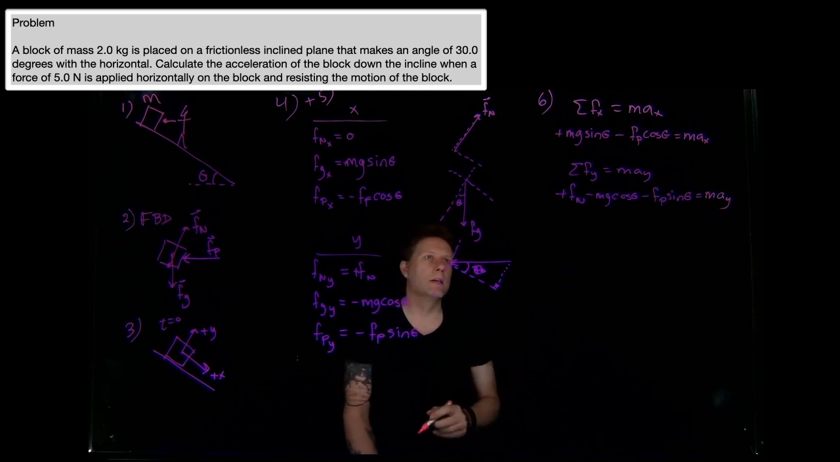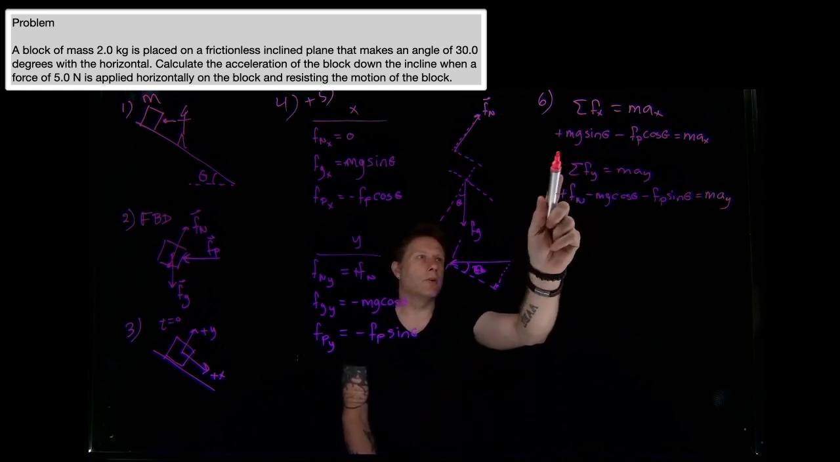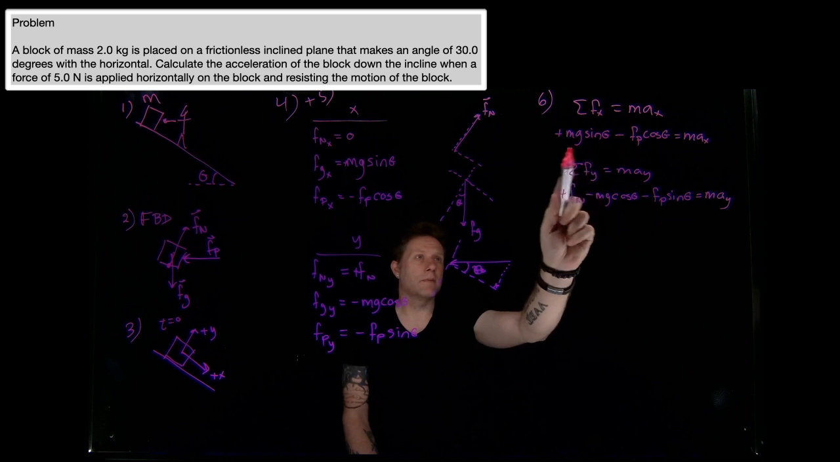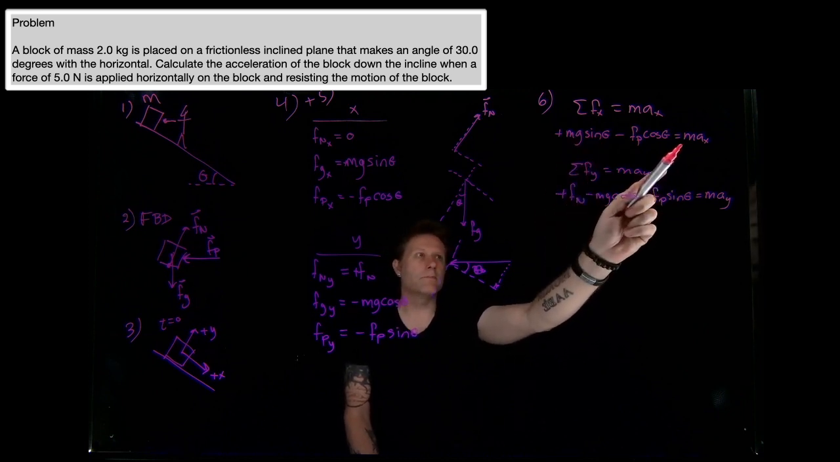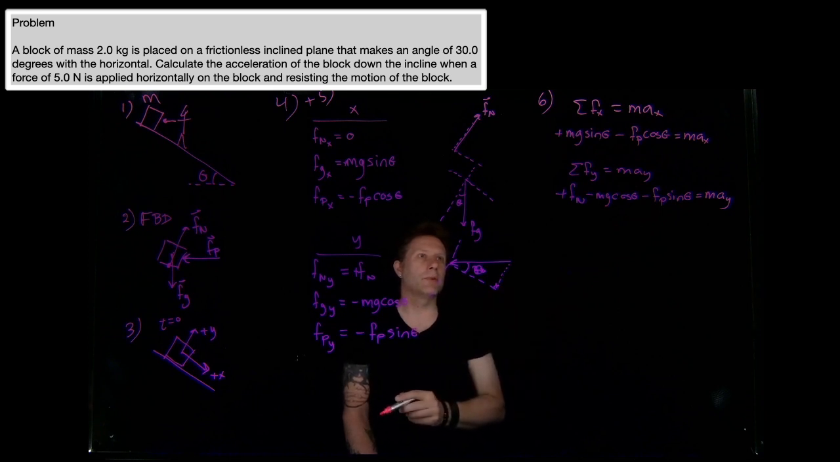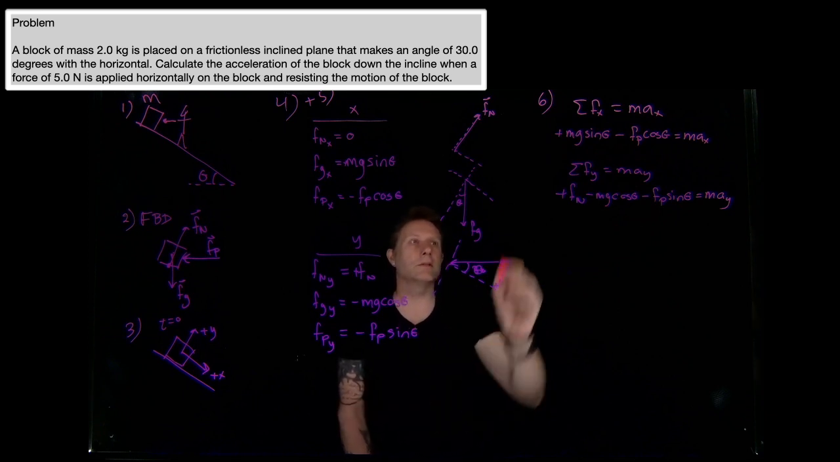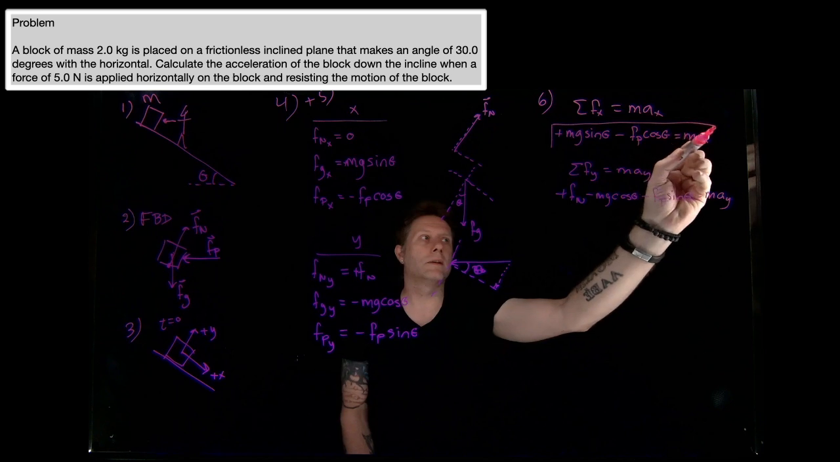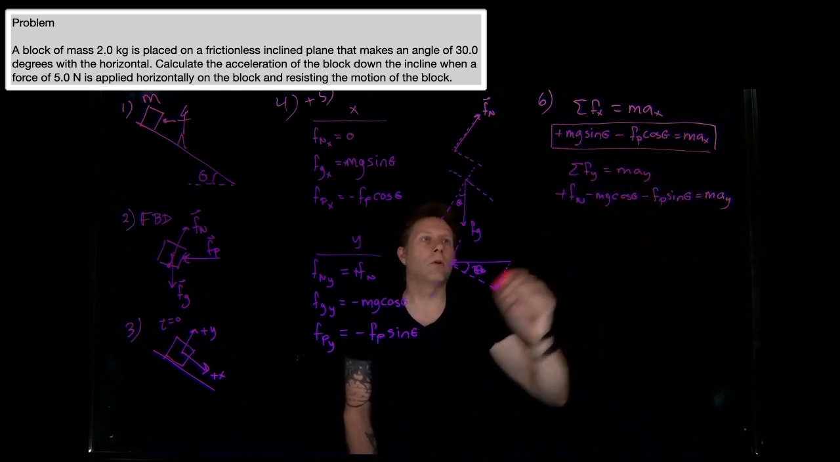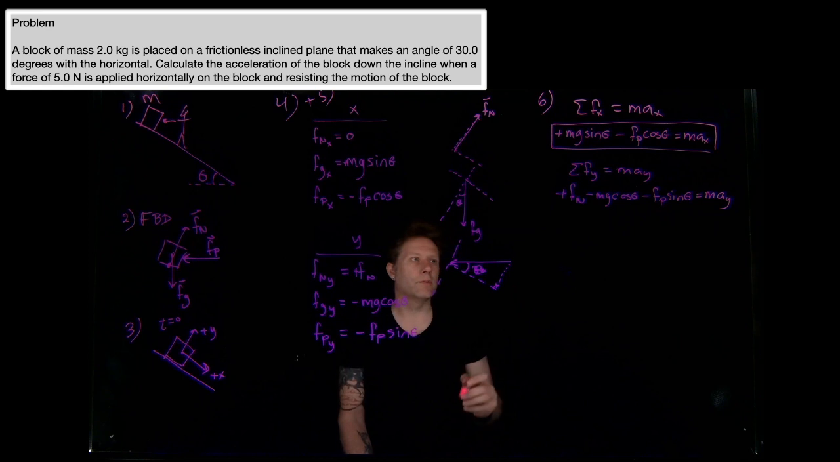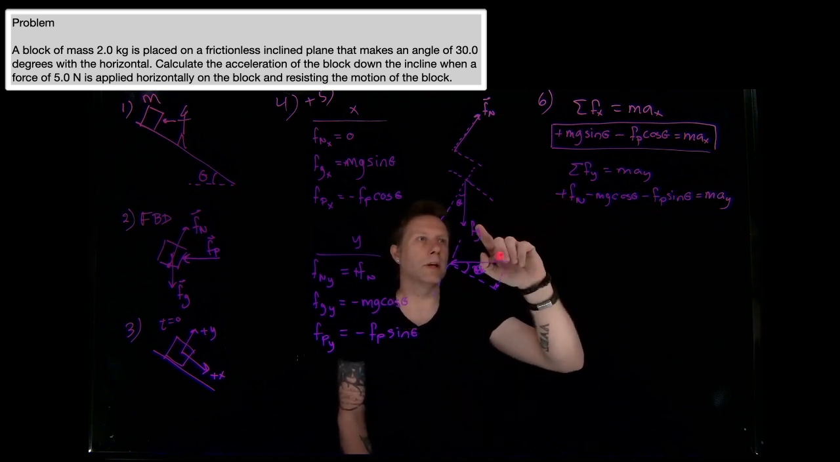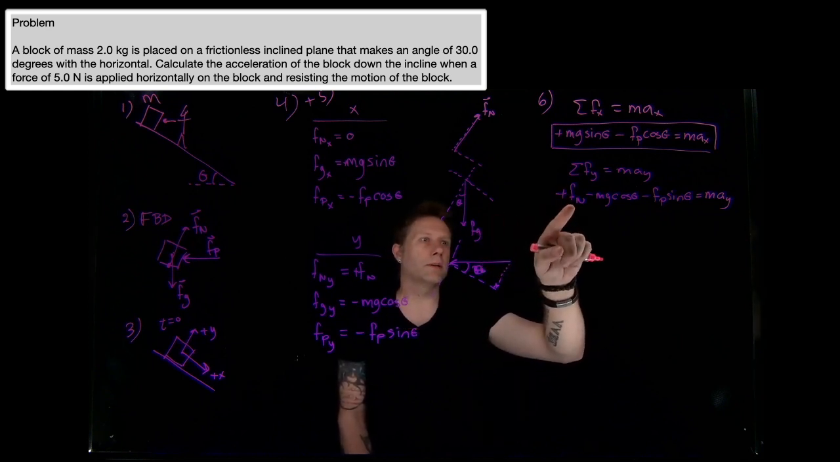Okay, so let's see how many unknowns we have. The pushing force is given, mass is given, acceleration of gravity is 9.81, the angle is given, we don't know the acceleration. So in principle, if you're just looking for the acceleration, this equation here is all we need. We have all the information and we can solve for the acceleration. Okay. If we're also interested in finding the normal force, then we can look at this equation here.